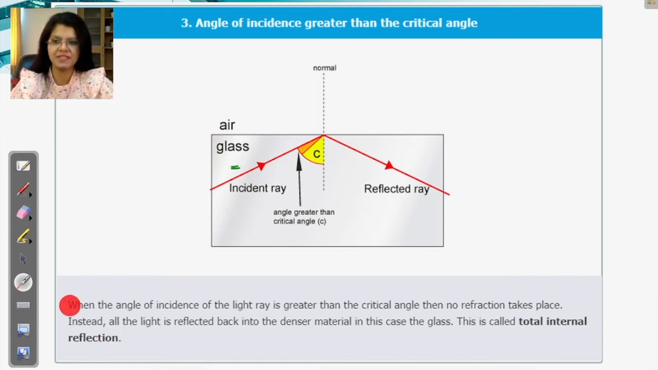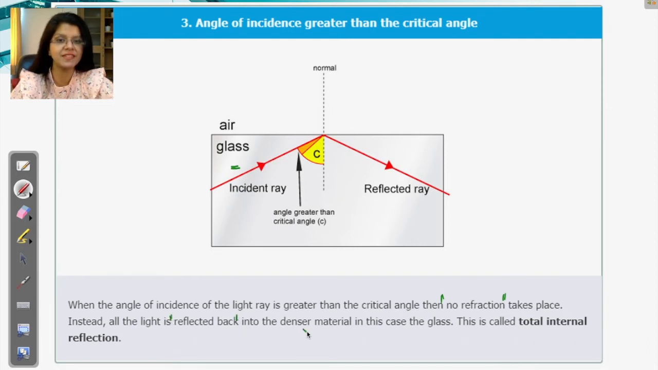So let us read what is written here. When the angle of incidence of the light ray is greater than the critical angle, no refraction takes place. No refraction takes place. Instead, all the light is reflected back.